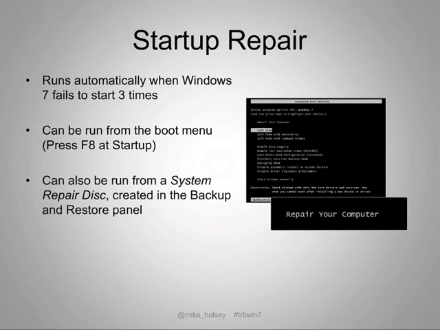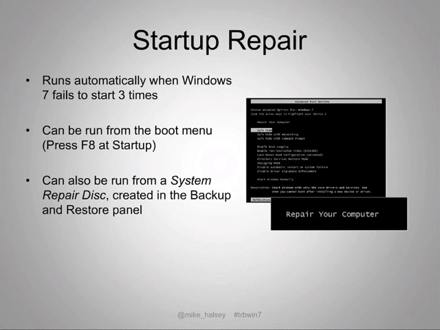So this is where the system repair disk comes in handy. You can create your system repair disk in the backup and restore panel in the control panel, or it's also in the start menu. Type backup into the search box in the start menu, and you can create a system repair disk.